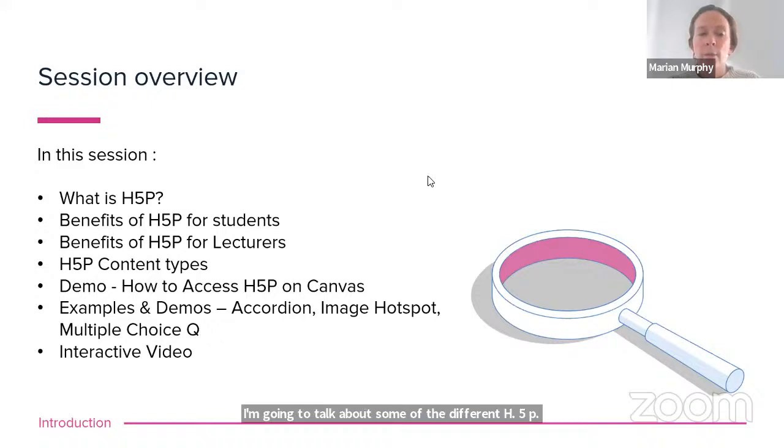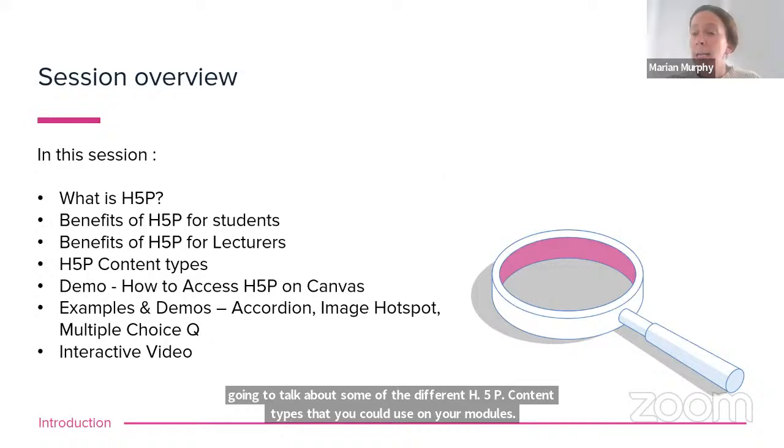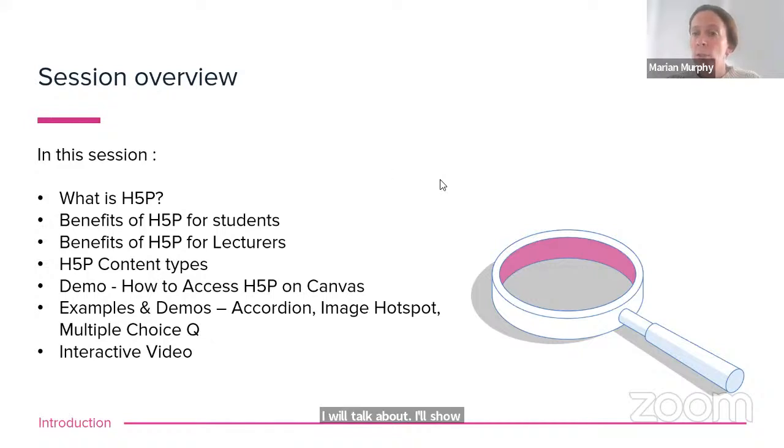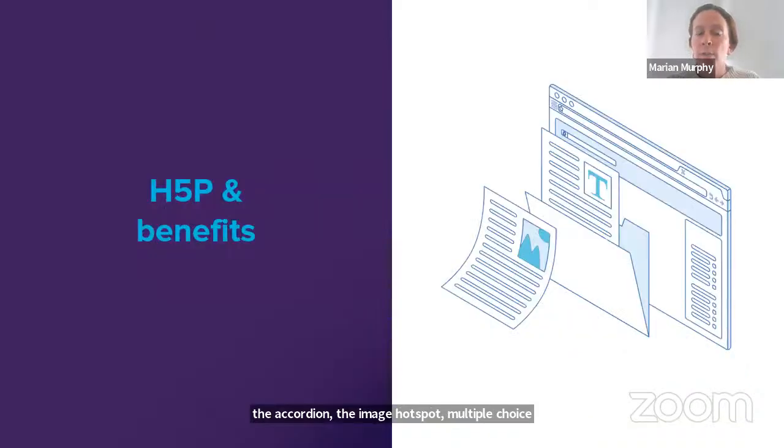I'll show you how you can access H5P on Canvas and how to choose your H5P learning content. I will show you some examples and demonstrate those examples. And the ones I'm going to show you are the accordion, the image hotspot, multiple choice question. And I'm also going to show you an example of an interactive video with some interactions on it. So first of all, we're going to look at H5P and its benefits.